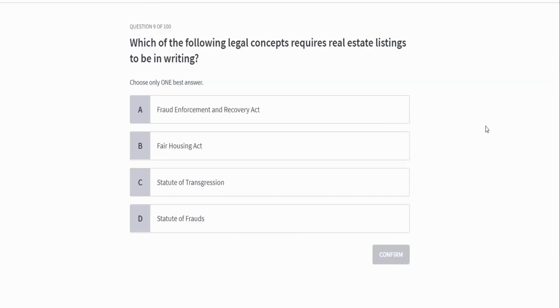Alrighty, next one. Which of the following legal concepts requires real estate listings to be in writing? And there's four options. Is it A, the Fraud Enforcement and Recovery Act, B, the Fair Housing Act, C, the Statute of Transgression, or D, the Statute of Frauds? So, like always, here's some time for you guys to come up with your answer.